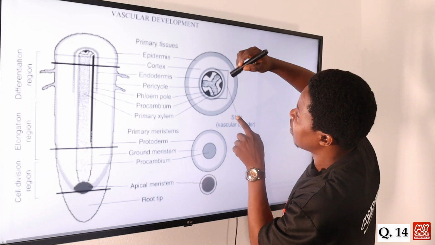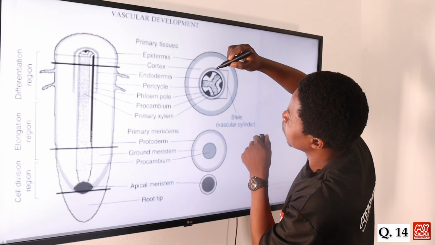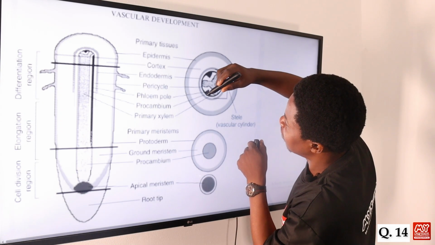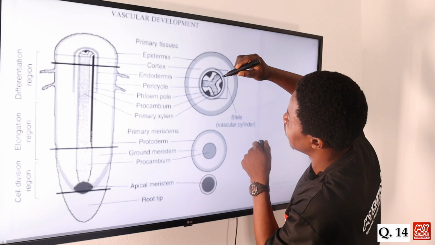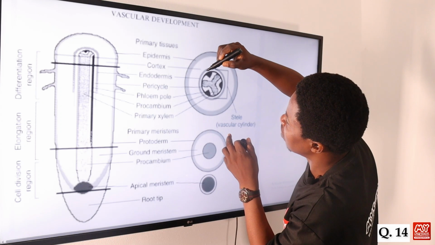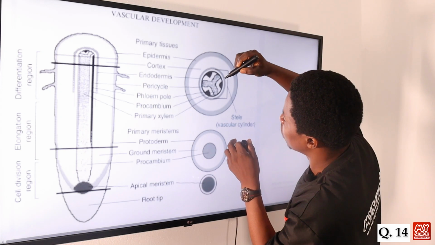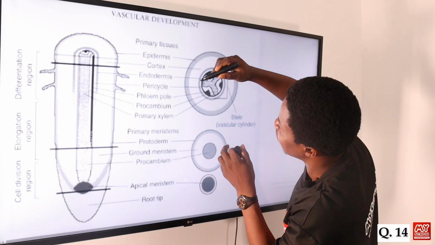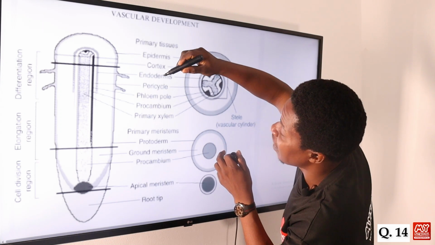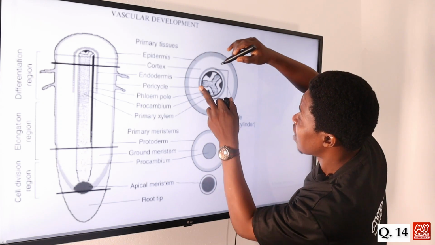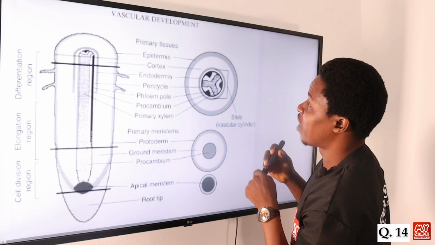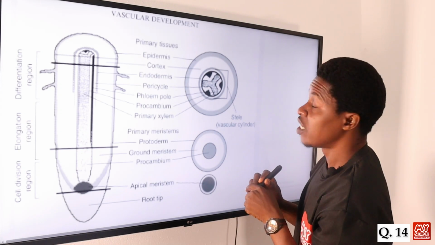You can see the stele here. This aspect is the stele. This part here, that is round this way, is the stele. Okay, so it is said it is surrounded by what? Immediately after it, this is what surrounds the stele. So what is the name of that? You trace it down. That is the endodermis. So the endodermis surrounds the stele, which is the vascular cylinder. The stele is also called the vascular cylinder.